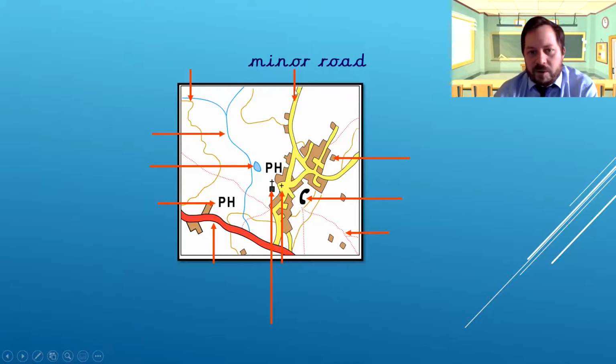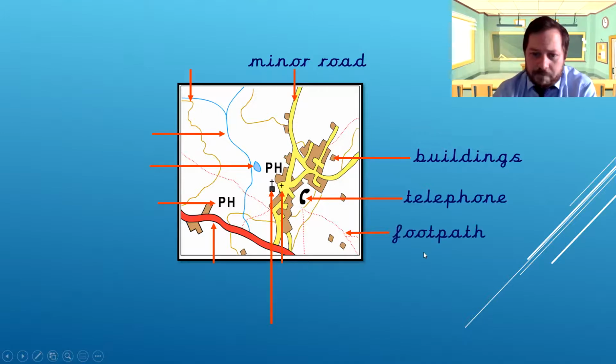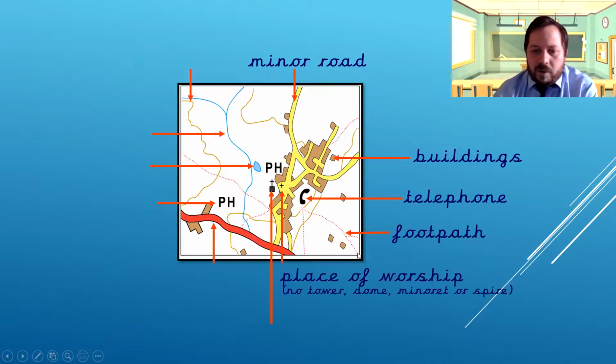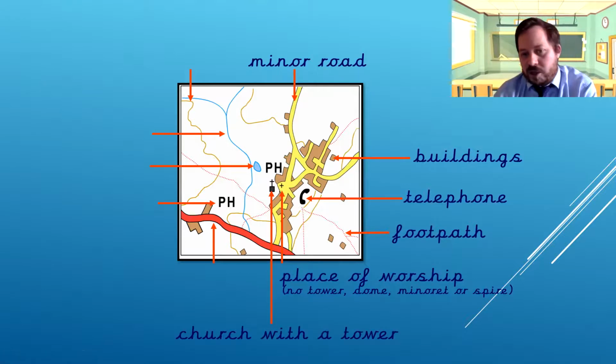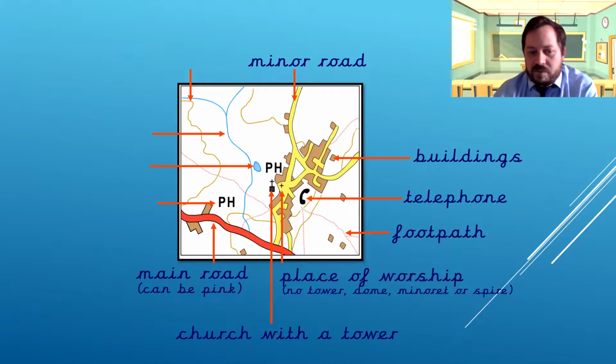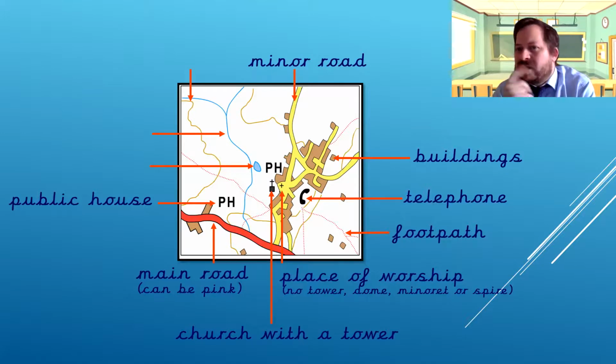We've got minor roads, and all these yellow roads will be minor roads. We've got buildings, which are all these browned out areas. We've got a telephone, which is where a telephone is. We've got a footpath, which are these red dotted lines. We've got places of worship, and this place of worship has no tower, dome, minaret, or spire, whereas this church or place of worship has a tower. Then we've got a main road. They can be pink, they can be red. We've got what's called a public house. This is a pub, basically.